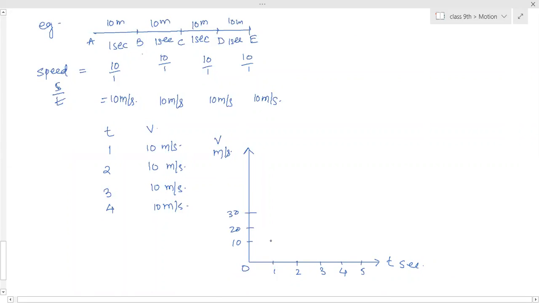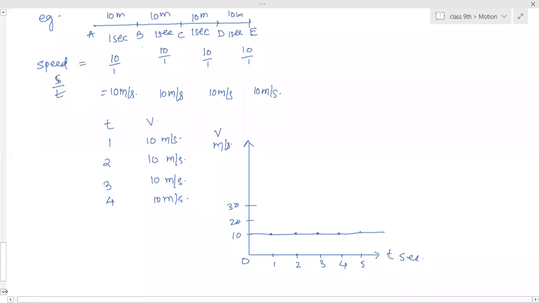So at 1 second, the speed is 10. At 2 seconds also the speed is 10. At 3 seconds also the speed is 10. At 4 seconds also the speed is 10. And if we find out for 5 also, the speed is 10. So when we join these, it is a straight line parallel to the time axis.